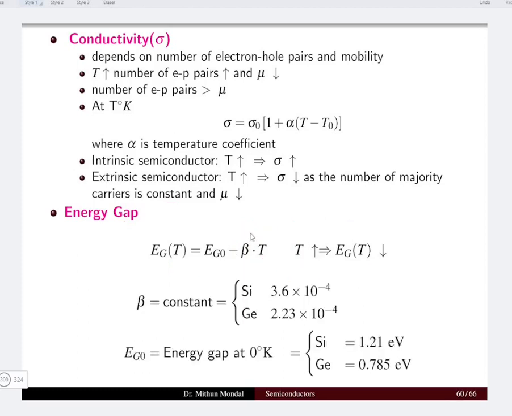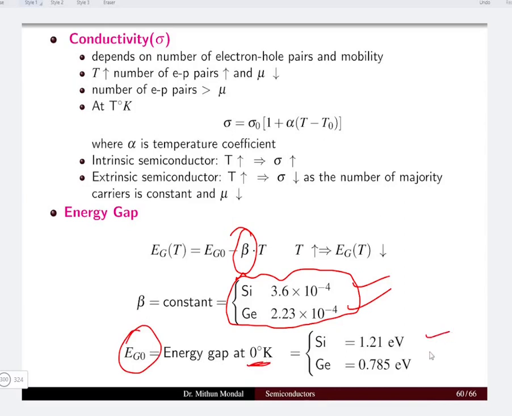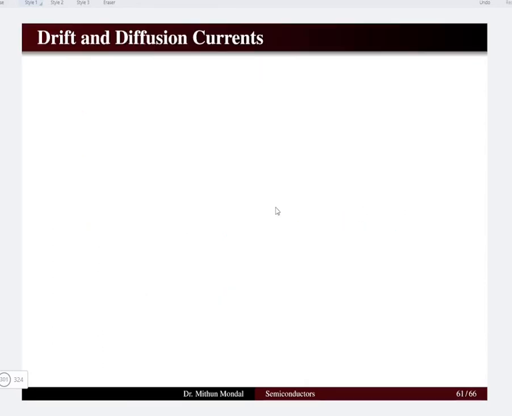And here beta is nothing but a constant for silicon and germanium. These values are given as 3.6 into 10 to the power minus 4 and 2.23 into 10 to the power minus 4. The forbidden energy gap Eg naught, that is at 0 Kelvin for silicon and germanium, we know from previous lectures is 1.21 and 0.785. This is for intrinsic at 0 degrees Kelvin. So as temperature increases, the energy gap will decrease.